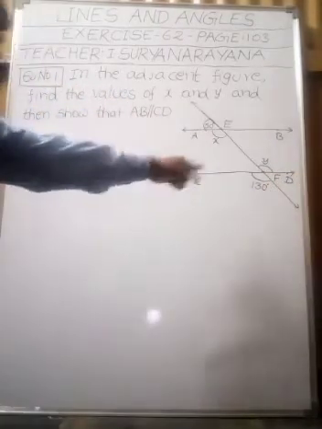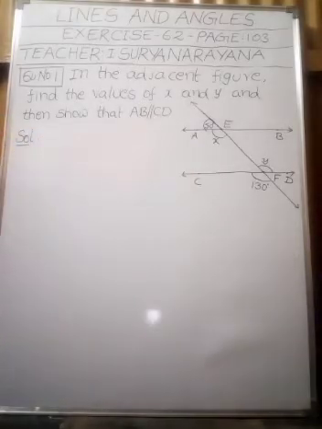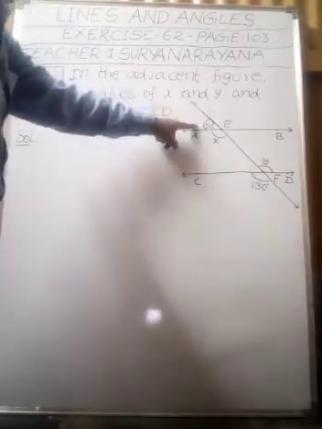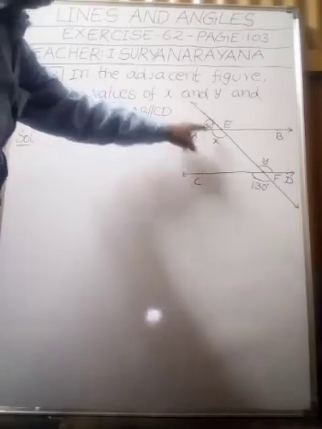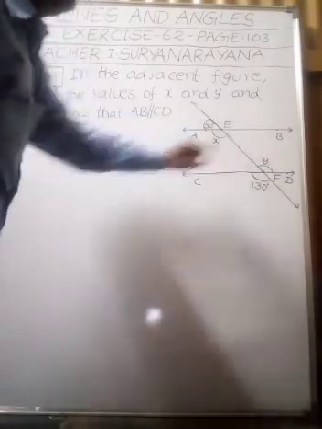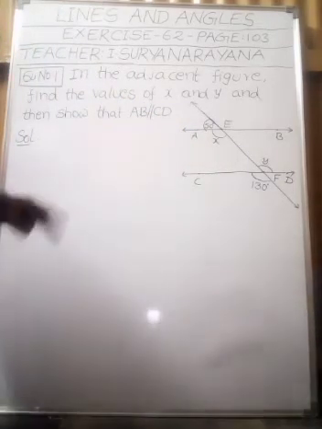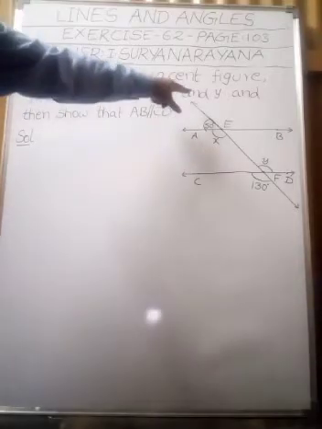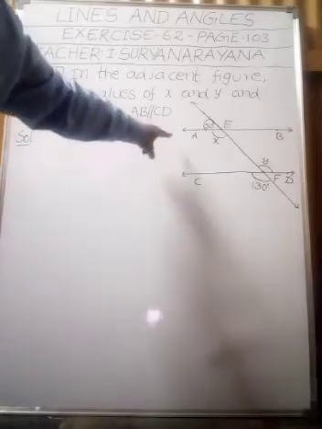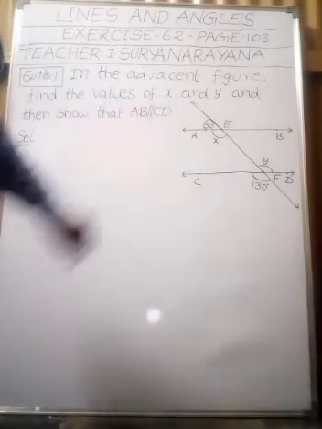AB and CD lines are given here. At angle A, 50 degrees is given, here 130 degrees is given, here angle x, here angle y. There are two parts. First, we have to find the values of x and y. That is the first part of the question. The second part is that we have to prove that line AB is parallel to line CD.